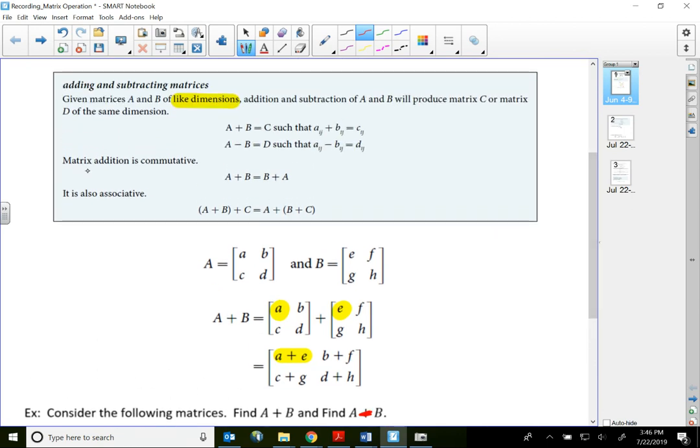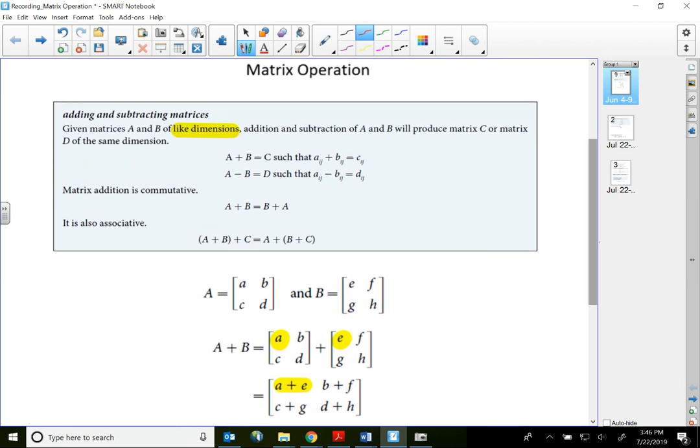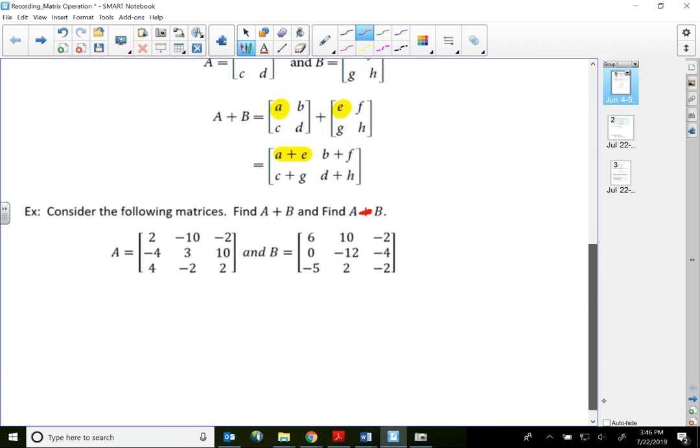Matrix addition is commutative. That means matrix A plus matrix B is going to be the same answer as matrix B plus matrix A. It's also associative. So if I have 3 matrices to be added together, I can take matrix A, add it to matrix B first, and then add the third matrix. Or I can do B and C first and then add matrix A. So addition of two matrices is commutative and associative.